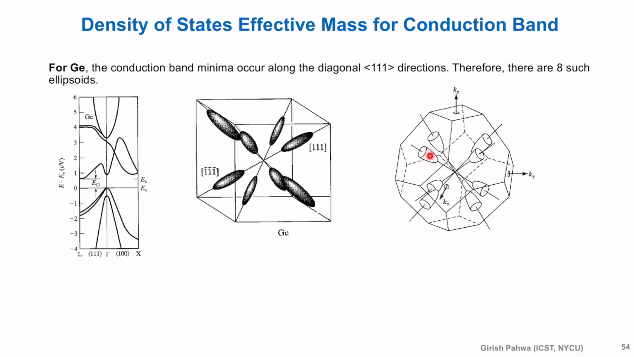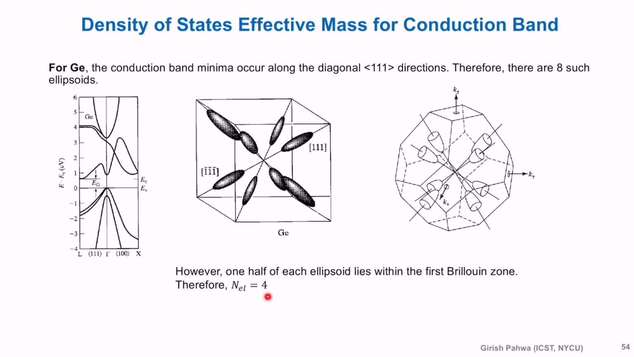Only half of the ellipsoid is inside the Brillouin zone, not the full ellipsoid, because it is at the surface. So half of the ellipsoid will be inside the surface, half of the ellipsoid will be outside the surface because of the symmetry of that ellipsoid. Yes, so although there are 8 such directions, the number of ellipsoids effectively present in the Brillouin zone is only 4, half. So when you calculate the density of state effective mass, NEL you will take equal to 4, not equal to 8.